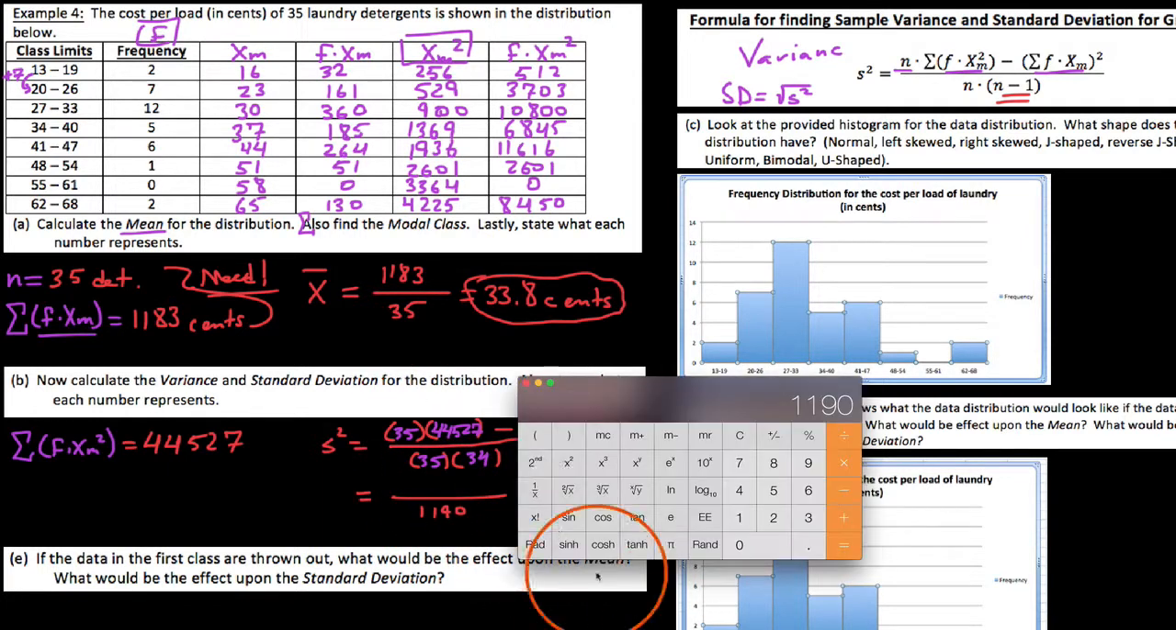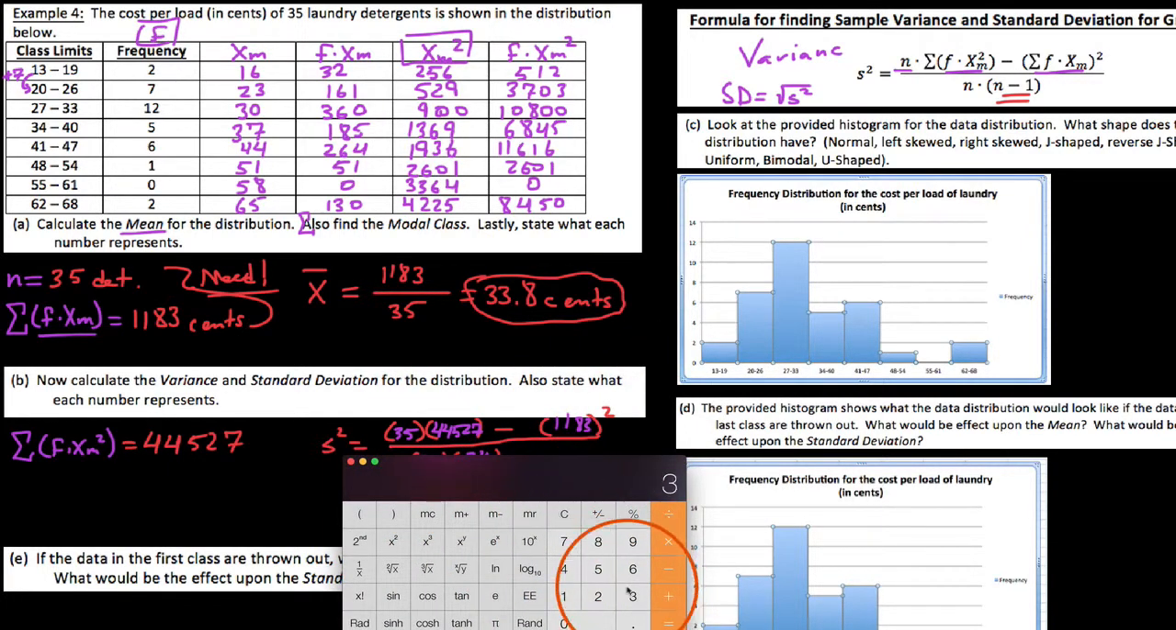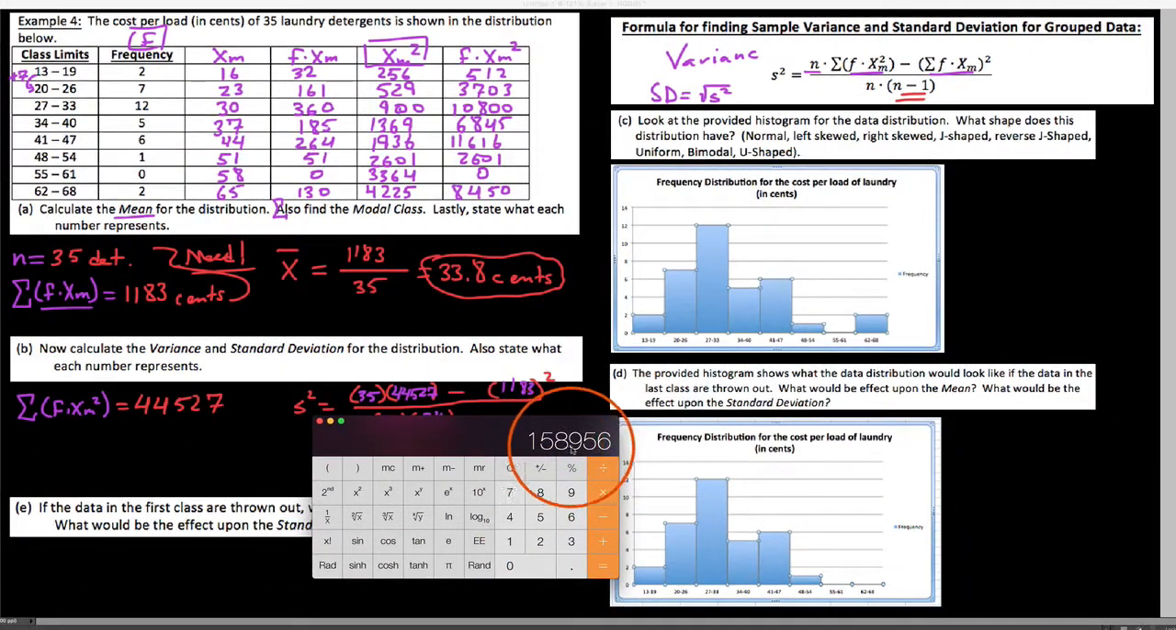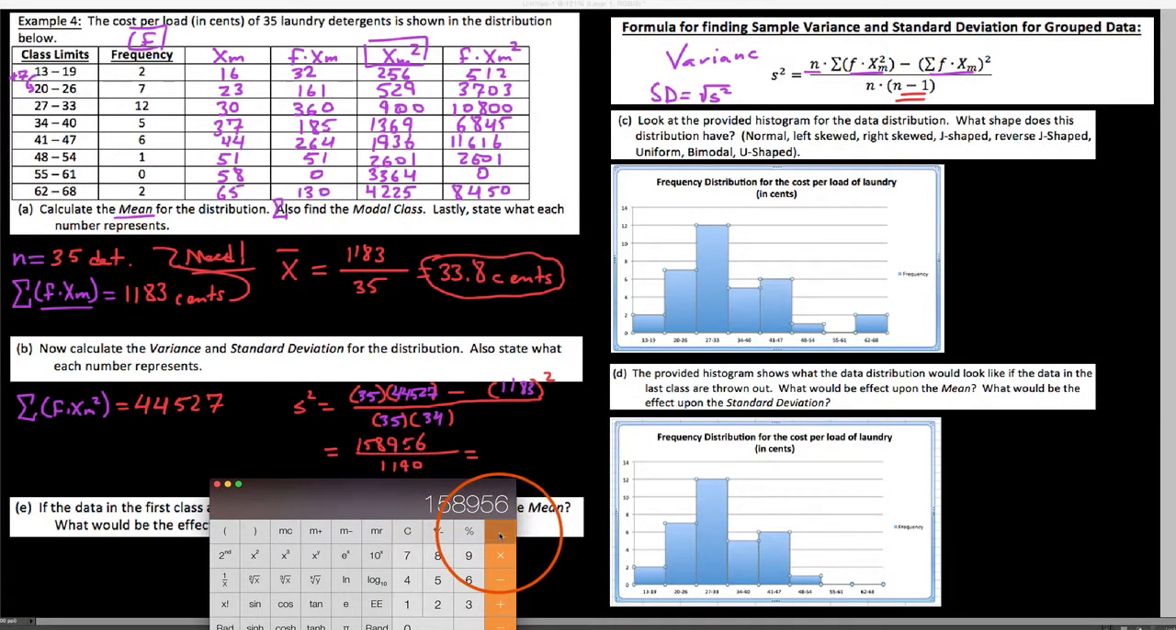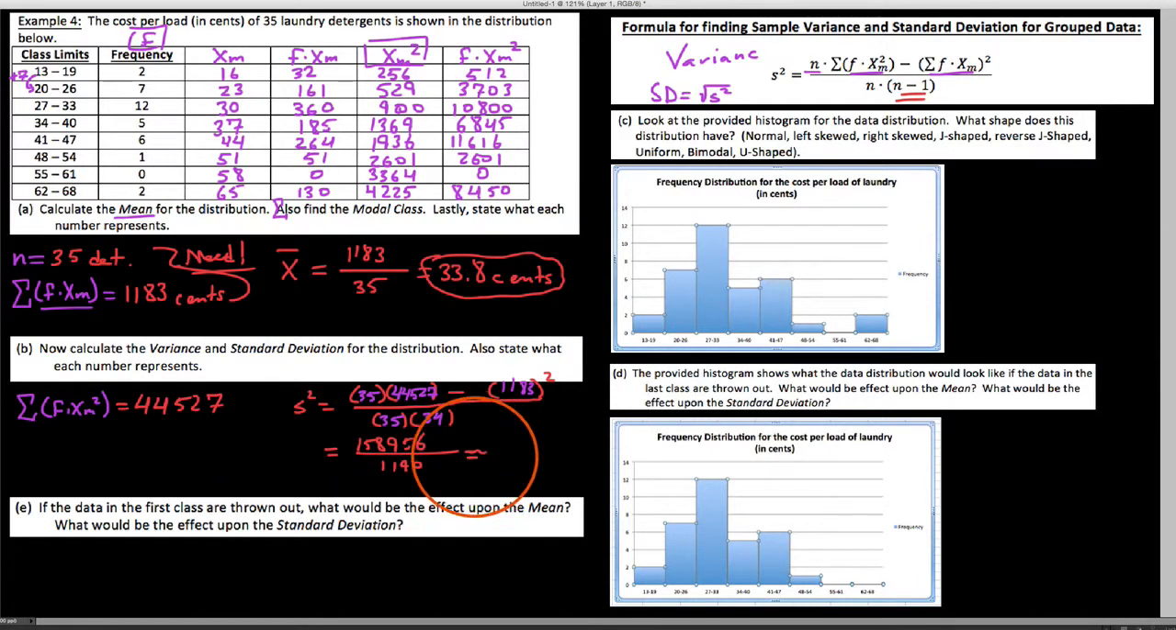And then on the top, we'll go ahead and carry this out. We say 35 times 44527. This first value here is this giant number. We say minus now 1183 squared. We get a difference of 158,956. So what this comes out to be is our sample variance. So we're going to take this divided by 1190, and we get 133.576. I'm actually going to write 133.576. Keeping in mind that this goes on forever and ever.